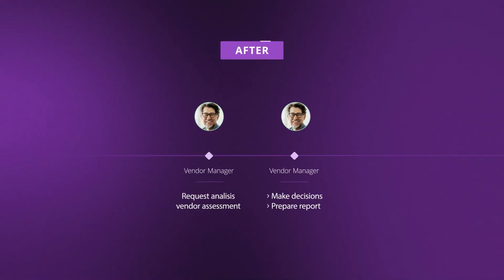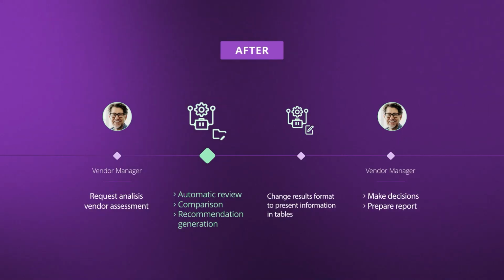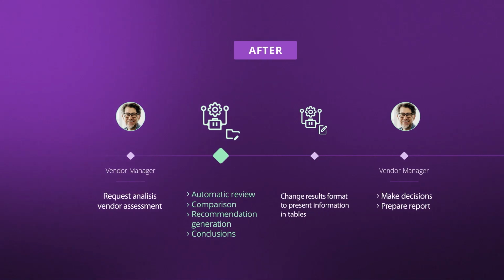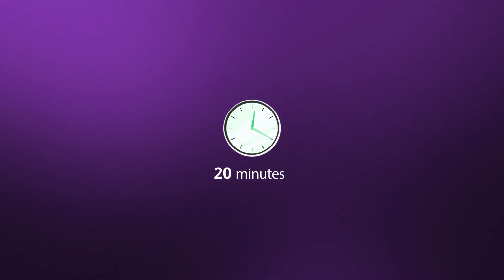With the addition of AI agents, he can carry out an automatic review and compare vendor assessments. The agent produces recommendations, highlights the strengths and weaknesses of each supplier, and provides a conclusion for the comparison. So, all Peter needs to do is review and validate the information generated by the AI agent, which should only take him 20 minutes at most, rather than hours of review work.